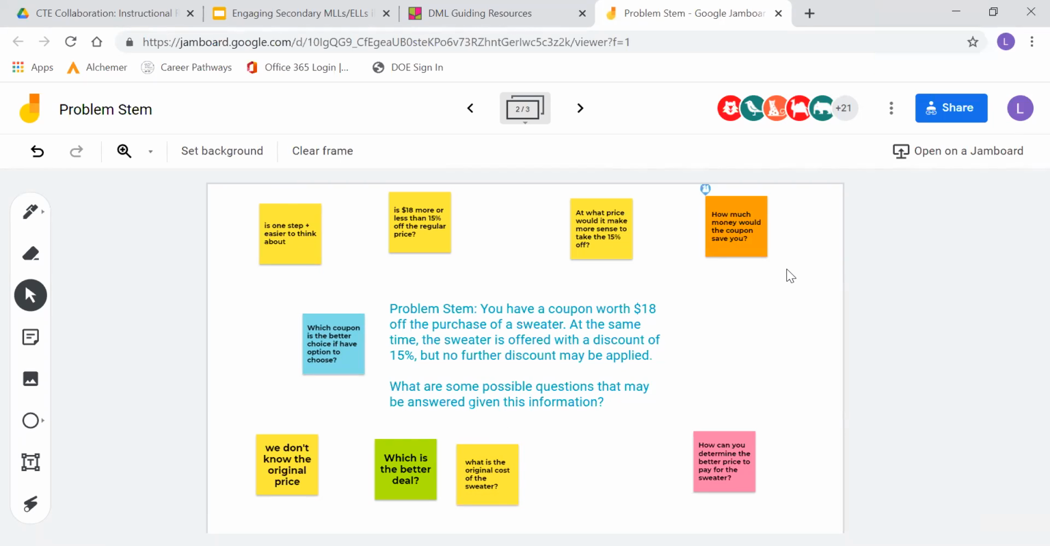Sorry, I had a question. It says you have a coupon worth $18 off purchase of a sweater, but it says at the same time the sweater is offered with a discount. So I'm wondering, are both discounts, can they both be used at the same time? Excellent question. No, the 2 discounts may not be used at the same time. So that's why if you see at the end, but no further discount may be applied. So they would not be able to use the 15% and the $18. No, I saw that, but sometimes, you know how they have manufacturer's coupons?